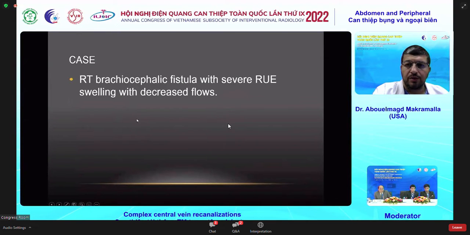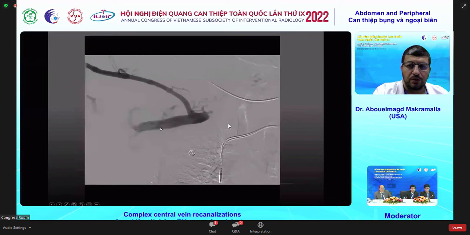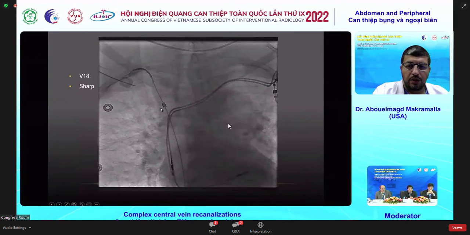This is another right brachiocephalic fistula with severe right upper extremity swelling and decreased flows. As you can see, there's complete occlusion at the level of the junction of the brachiocephalic on the right and the subclavian. We tried to perform routine regular recanalization using glide wires and catheters. Unfortunately, we couldn't, so we opted to do a sharp recanalization with a V18 wire.